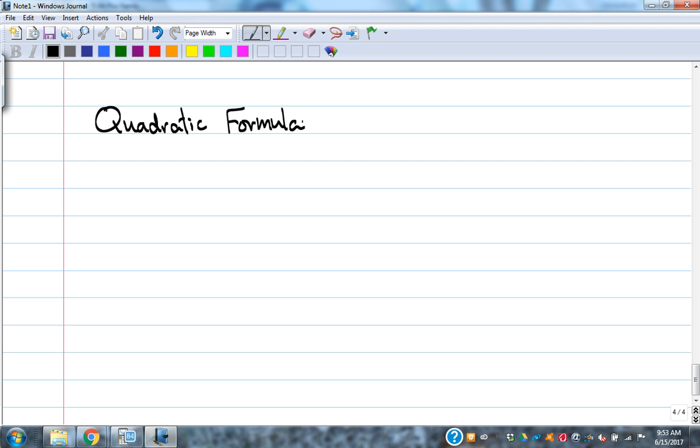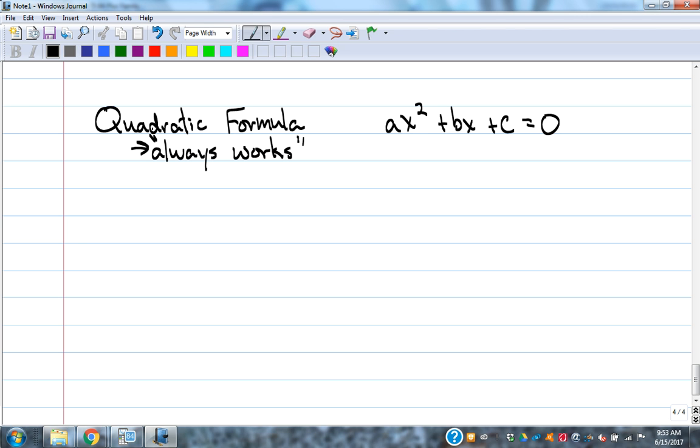The quadratic formula is a method for solving quadratics in standard form that, I'll say this very, very animatedly, always works. Very important that we realize the quadratic formula is always going to work. Factoring, we've already seen cases where factoring doesn't work. Square roots is nice, but it's not all. Every problem is not going to be set up to where you could do it with square roots.